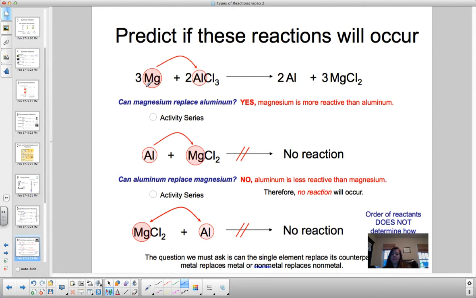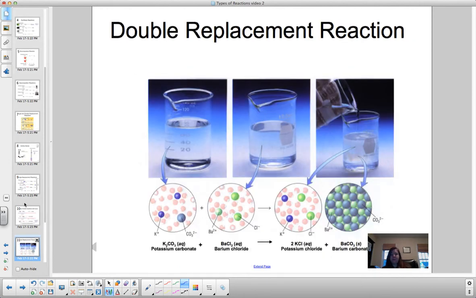And this is just another slide showing this a little bit more. You can just keep going back to your activity series to find out if magnesium can replace aluminum. If it can, then the reaction will occur. You mix them up, and this is what you get at the end. But can aluminum replace magnesium? No, magnesium's higher up, so this does not have the ability to replace it, and therefore no reaction is going to happen. So make sure you check those out as you go along.